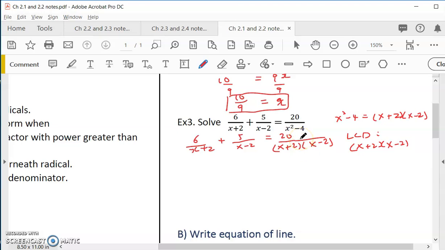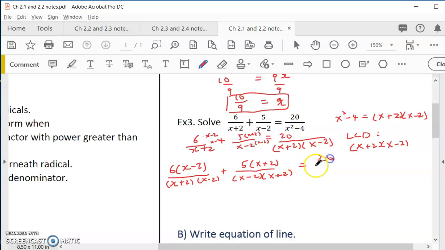So this is already done. I don't need to change anything. I'm going to change this denominator by multiplying what? Multiplying x minus 2 top and bottom, right? Because I want to have that denominator. So I would have 6 times x minus 2. The denominator would be x plus 2, x minus 2, right? I just want to make sure that I pretend that I'm trying to add them, although I don't need to. And then this is x minus 2, so I would pretend to multiply x plus 2 top and bottom. So the top would be 5 times x plus 2, right? And then this is 20, the denominator is already the one that we want.